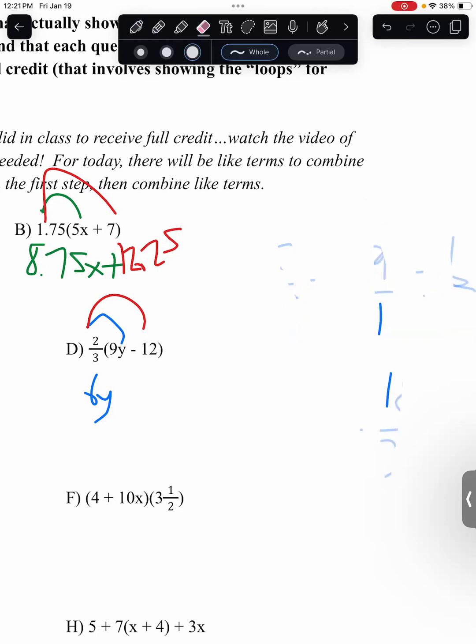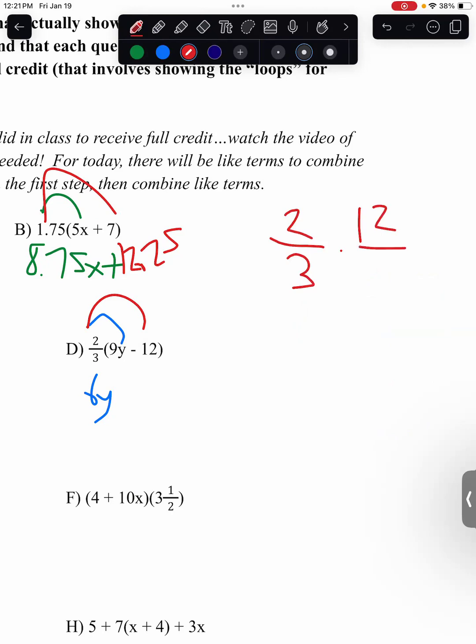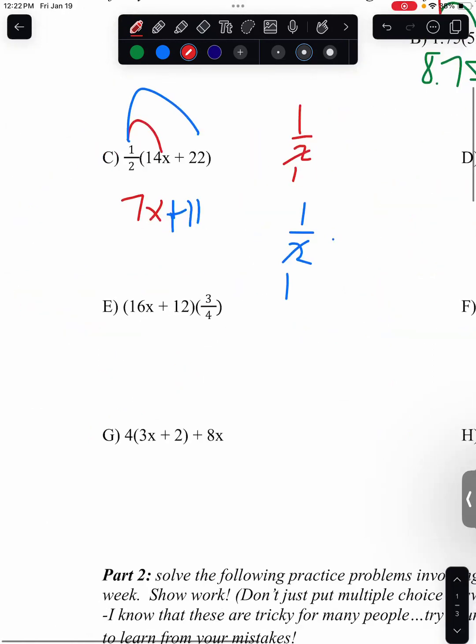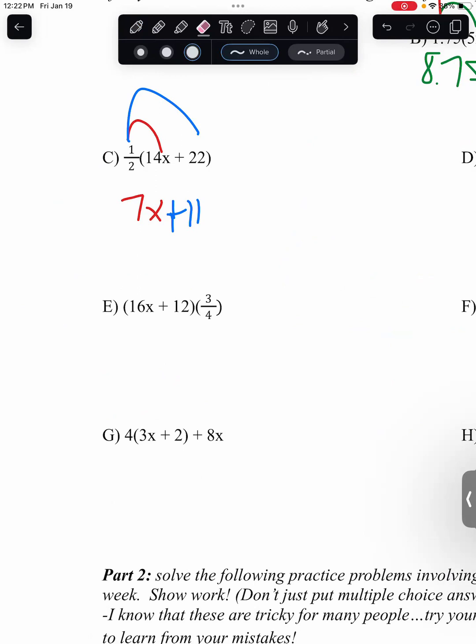2/3 of 12 is going to look like 2/3 times 12 over 1. Divide that by 3. Divide that by 3. So you get 8. So it's going to be minus 8. Just notice there was a minus right there. Now the next one here, I just put the outside number over here. It's fine if you want to put it back over on the other side.